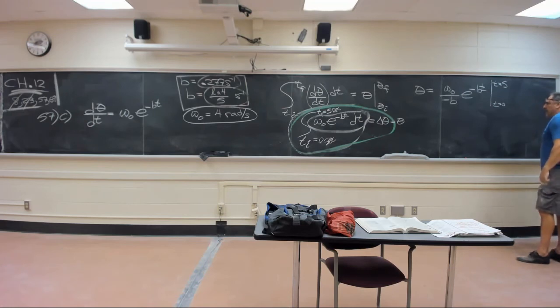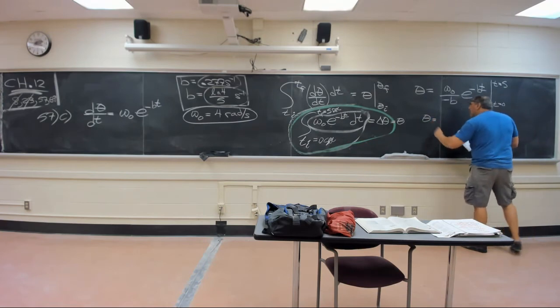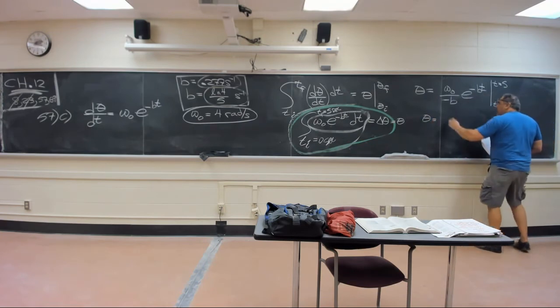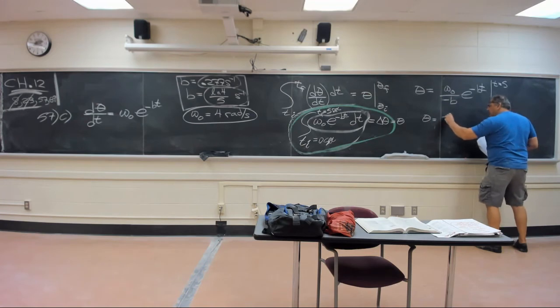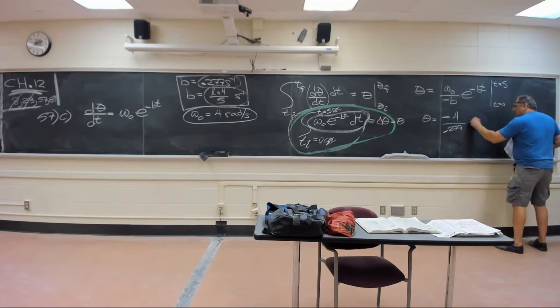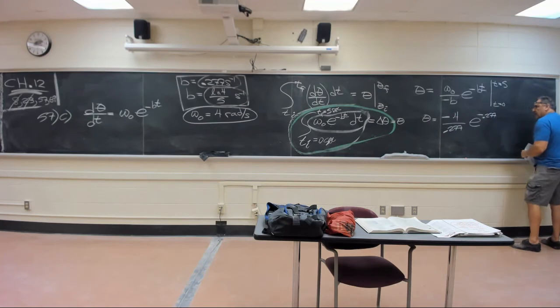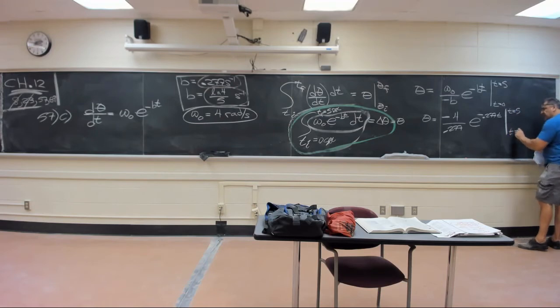So what's going on here? Well, essentially this over this is going to be negative 4 over 0.277 e to the negative 0.277 t, from t equals 5 to t equals 0. This is interesting.